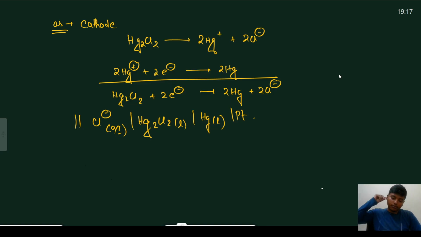Low E naught value will be anode. High E naught value will be cathode. Low means negative side also low. So low E naught value means anode and high E naught value is cathode, right? Very good. So from that you can understand what you have to use as cathode and anode.